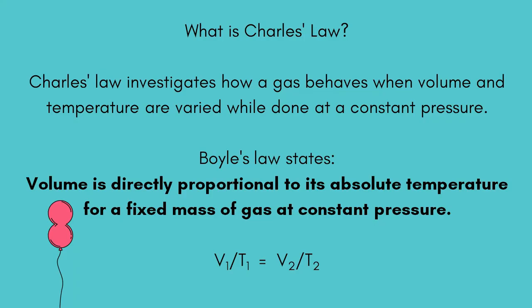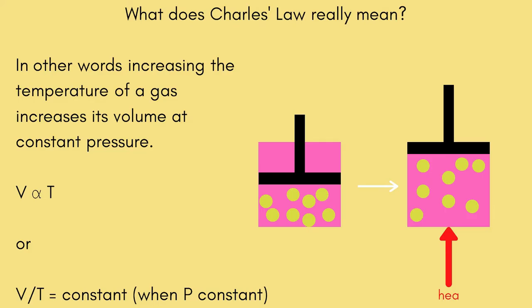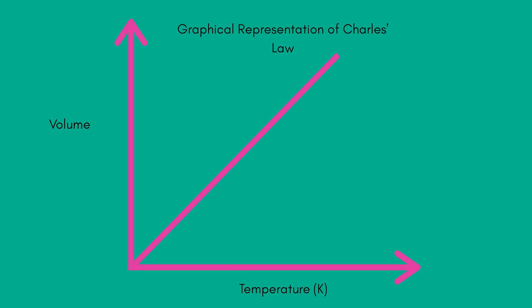What is Charles's law? Well, Charles's law investigates how a gas behaves when volume and temperature are varied while done at a constant pressure. Charles's law states that volume is directly proportional to its absolute temperature for a fixed mass of gas at constant pressure. Mathematically expressed, V1 over T1 is equal to V2 over T2. In other words, increasing the temperature of a gas increases its volume at constant pressure. Here's a graphical representation of Charles's law.